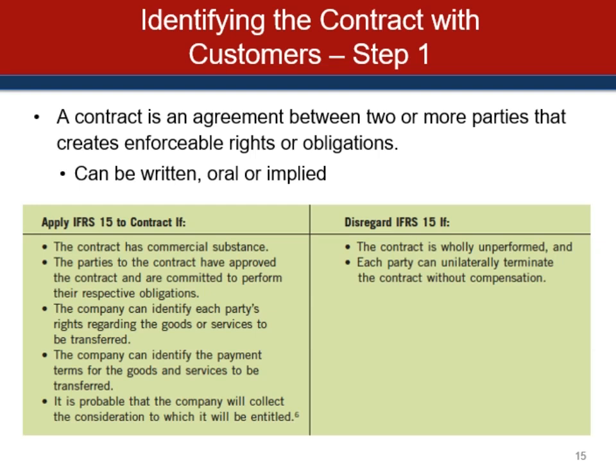That can be established. The company can identify the payment terms for the goods and services, so you know who's going to pay what and how. It's probable that the company will collect the consideration for which it will be entitled, so that's recognizing the old collectability criteria. If they can't pay for it due to bankruptcy or receivership or something like that, then you shouldn't be recognizing the revenue until you actually have a stronger indication of collectability.